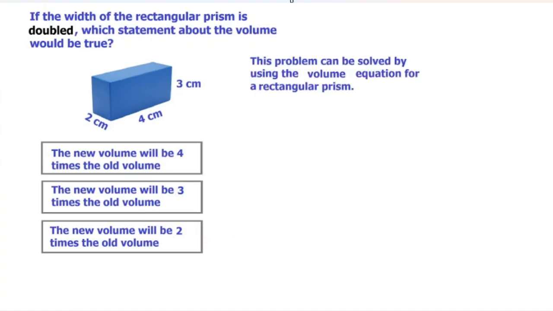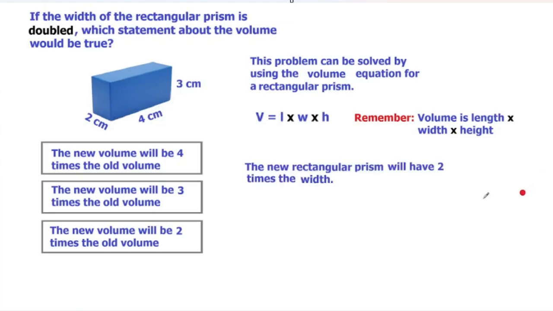So you could do this problem by solving the volume equation for a rectangular prism. You don't actually have to go in and double the width and then do the calculation twice. You don't have to do that. So you could just use this equation. So we know the volume equation for this is the length times the width times the height, right? That's what it is. The length times the width times the height.